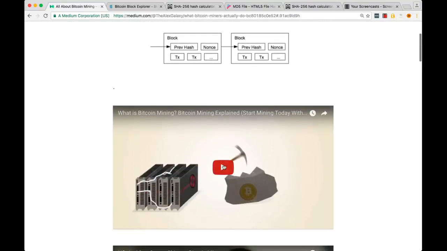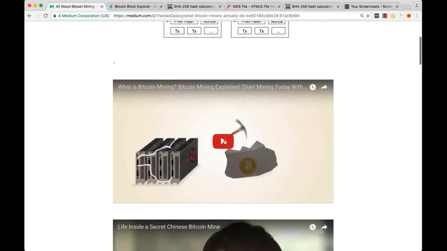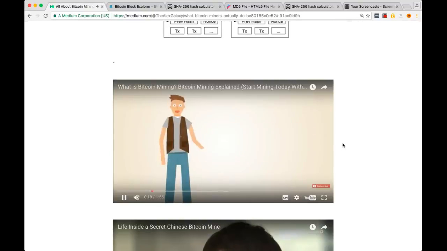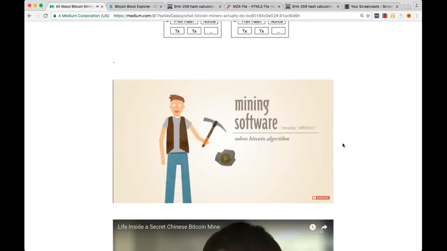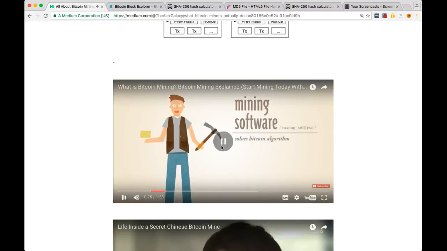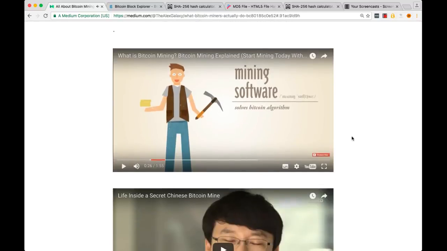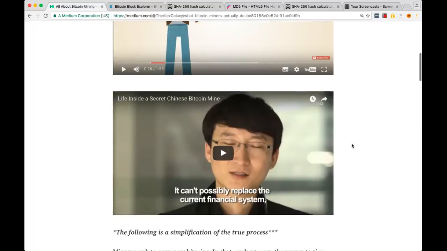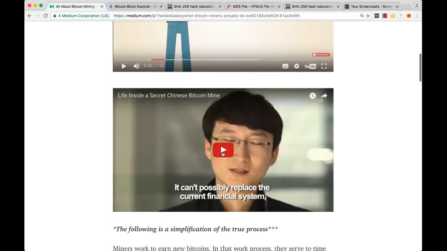So maybe you've seen videos before that explain Bitcoin like this. With Bitcoin, miners use special software to solve math problems and are issued a certain number of Bitcoins in exchange. So that's a pretty good explanation. It's kind of a metaphor for mining gold. You may have seen this Vice documentary that shows you what modern day Bitcoin mines actually look like.